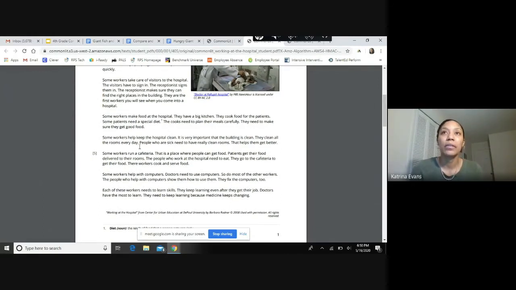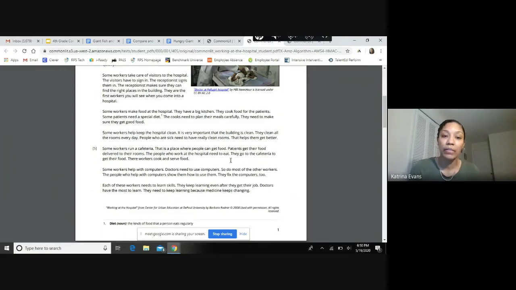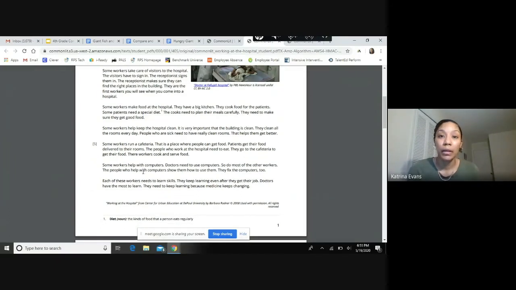Now, the janitors are probably one of the most important people at the hospital, because this line right here, where it says people who are sick need to have really clean rooms, really stood out to me, because it said when their room is clean, it helps them to get better. And we also have people that work on the computers, because we see doctors walking around with the computers to input information that they gather from the patients. And if the computer messes up for some reason, they have to have someone to repair it.